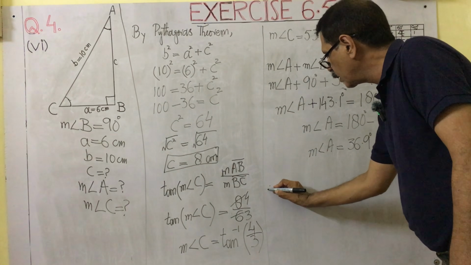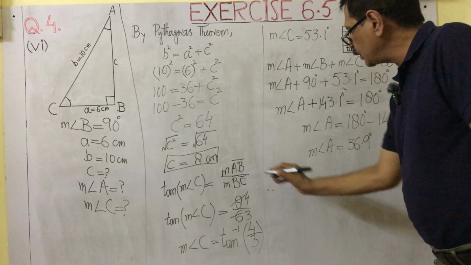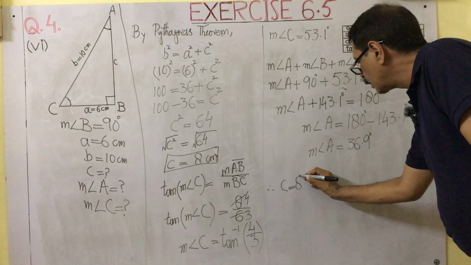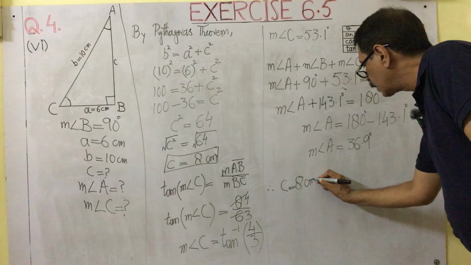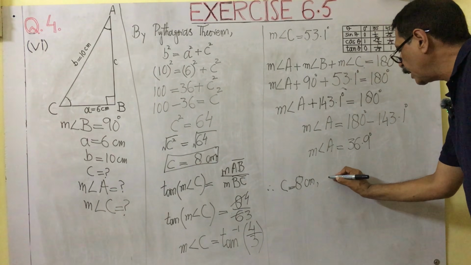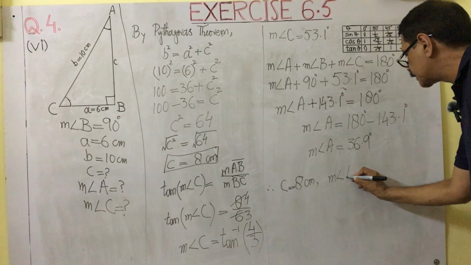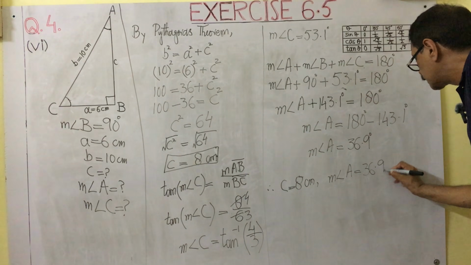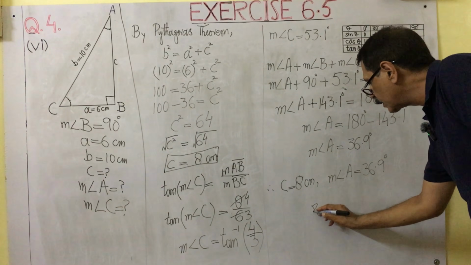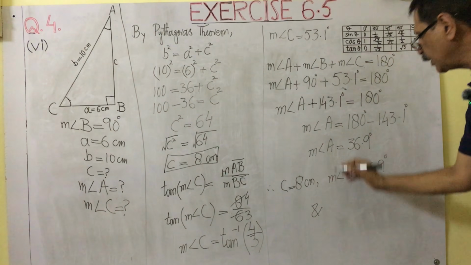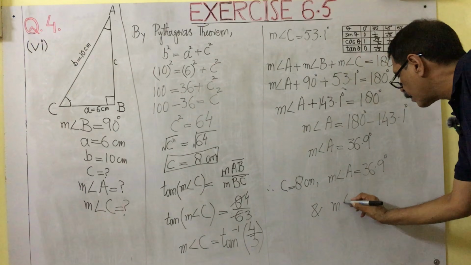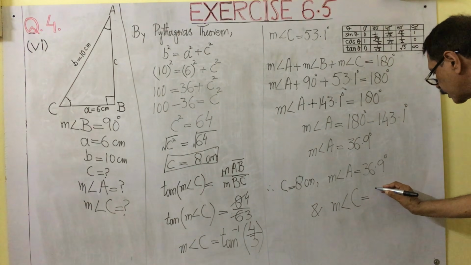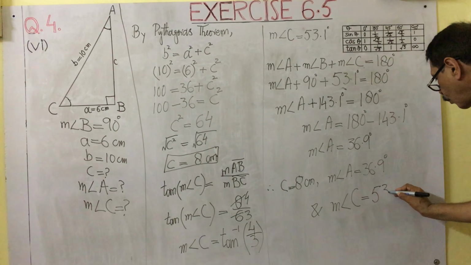Therefore, C is equal to 8 centimeters, angle A is 36.9 degrees and angle C is 53.1 degrees.